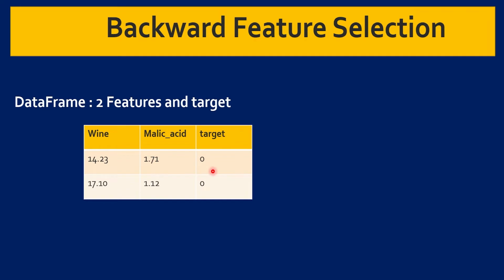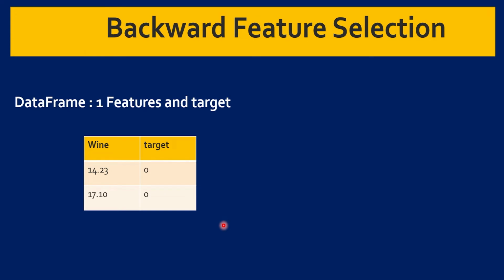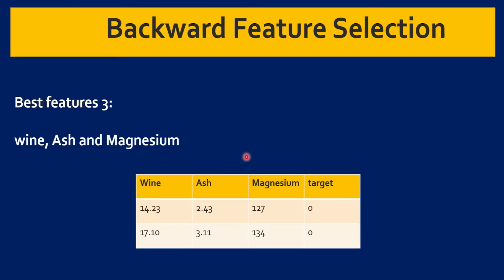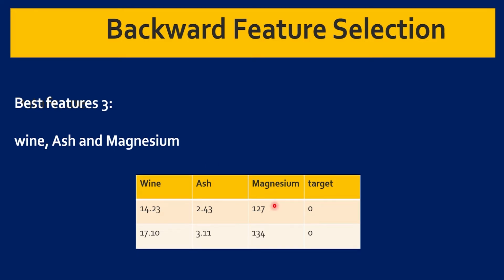In the next iteration, it will take only 2 features and check the accuracy of the model. In the next iteration, it will take only 1 feature and check the accuracy against the target variable. So this is the last model fitting step where it has only 1 feature. And now in the final iteration, it will tell us what are the best features for this data set, and it will tell the name of those best features. So here in this case, it is found that these 3 features, wine, ash and magnesium, are the best features for predicting the target variable. So this is how the backward feature selection works.